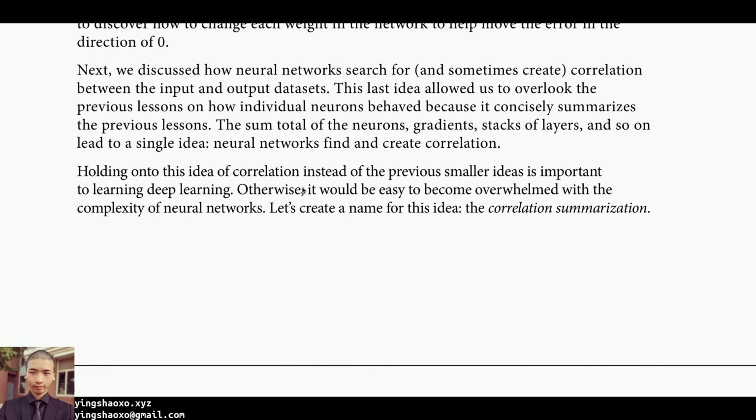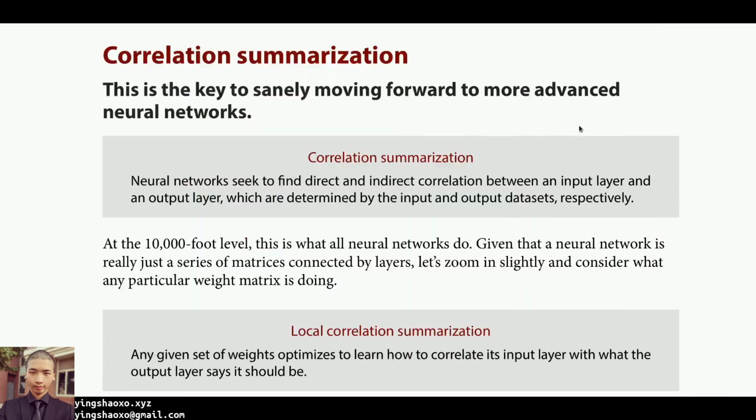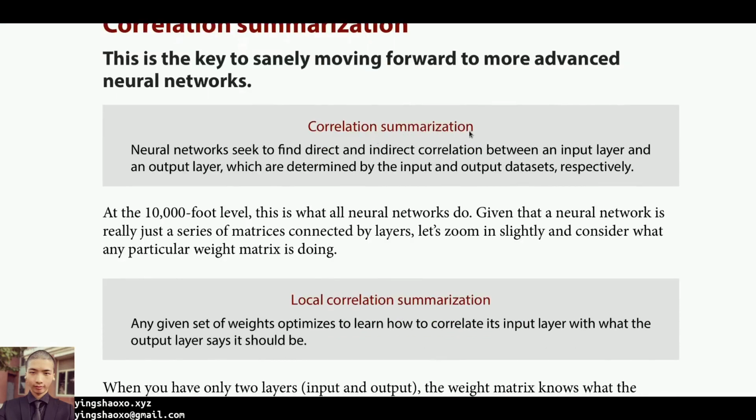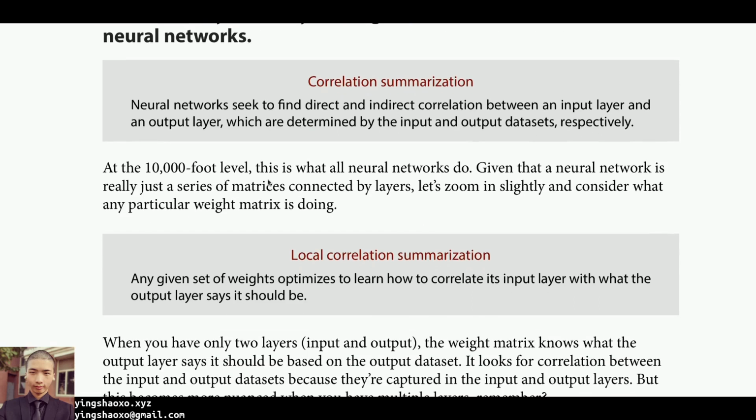Holding onto this idea of correlation instead of the previous smaller ideas is important to deep learning. Otherwise, it would be easy to become overwhelmed with the complexity of neural networks. Let's create a name for this idea: correlation summarization. This is the key to moving forward to more advanced neural networks. Correlation summarization: neural networks seek to find direct and indirect correlation between an input layer and an output layer, which are determined by the input and output datasets, respectively. At the 10,000 foot level, this is what all neural networks do, given that a neural network is really just a series of matrices connected by layers.